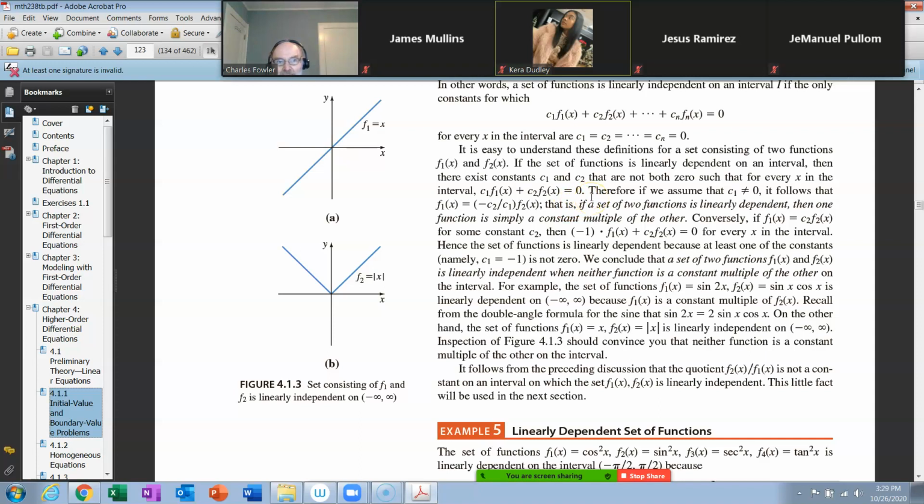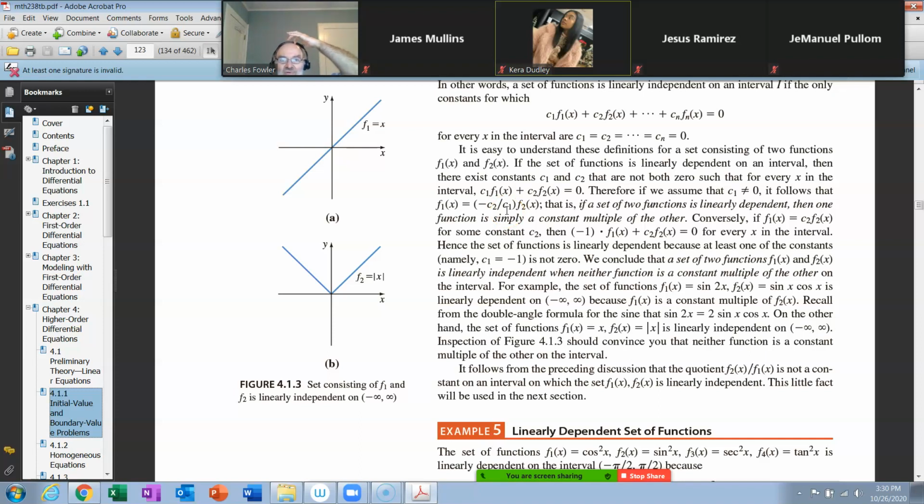Okay? For c1 and c2 not both equal 0, you could make this become 0. Some linear combination becomes 0. That would mean they're linearly dependent on each other. Therefore, if we assume that c1 is not equal to 0, it follows that f1 could be written as: subtract c2 f2 from both sides, divide by c1, as long as c1 is not 0. Okay, then you have f1 is equal to a linear combination of f2, because minus c2 over c1 is just a number, okay?